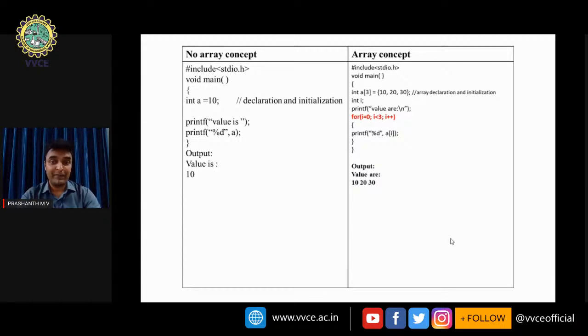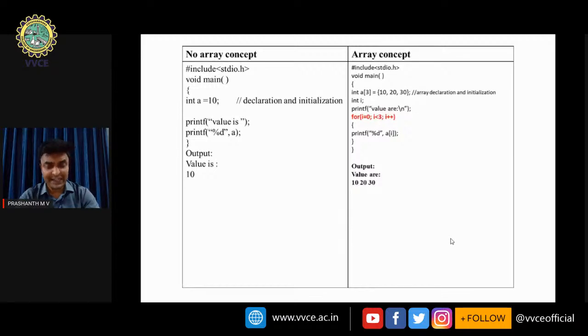Keep it in mind, students, since I need to assign the values for the array a, I need to repeat 3 times. That means I need to store the values for the first position, the second position, and the third position. For that purpose, I'm using the for loop here. Wherever the array concept comes, the for loop must come. To assign the values also a for loop is needed, and to print the values also the for loop will be needed.